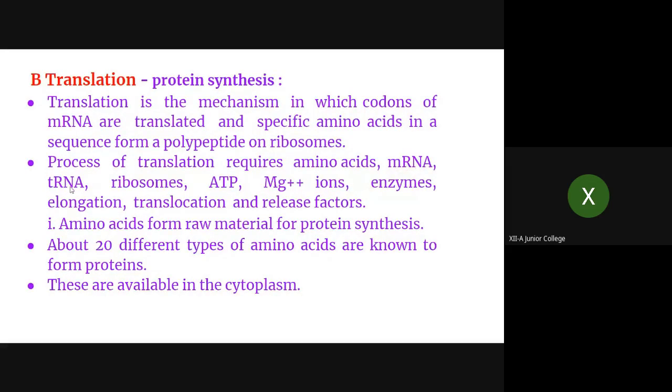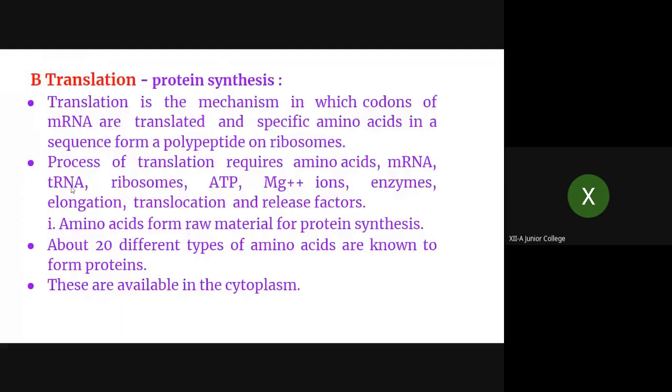Then tRNA, which carries the amino acids, is nothing but a polynucleotide chain. Poly means many nucleotides, carried in a specific sequence. Proteins are made up of amino acids, and these amino acids are carried by tRNA. Then ribosomes, which are considered to be the site of protein synthesis.